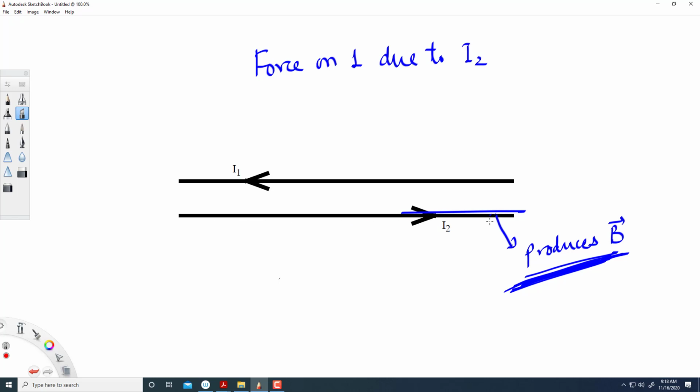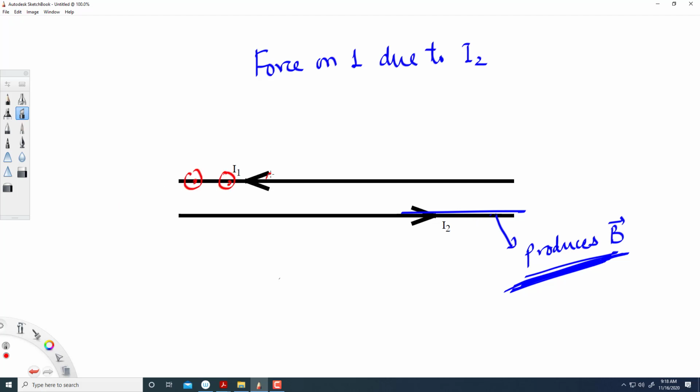Okay. Thumb towards the current, and then wrap your fingers around, and then see which way your fingers are pointing at that point. It's coming out, right? So that means the magnetic field is coming out at that point.